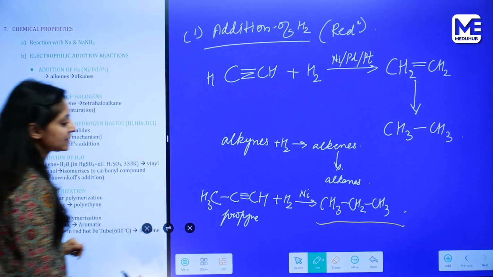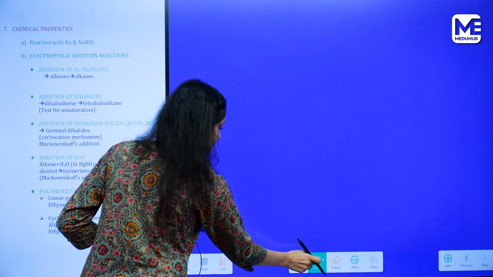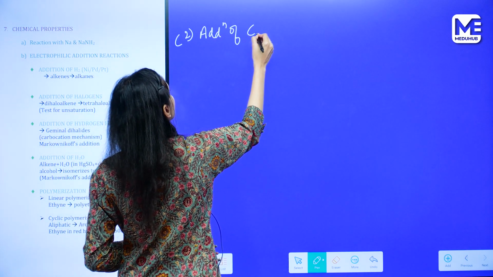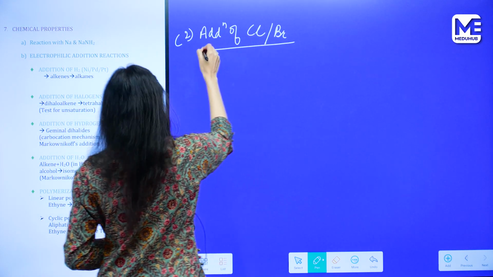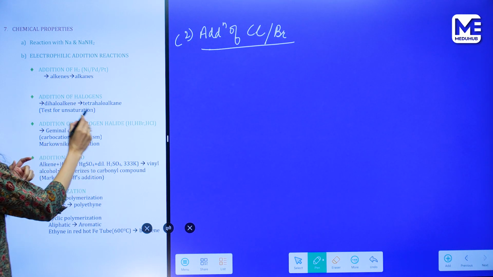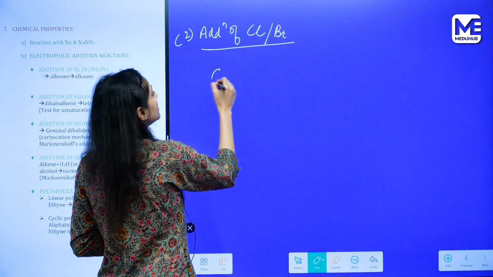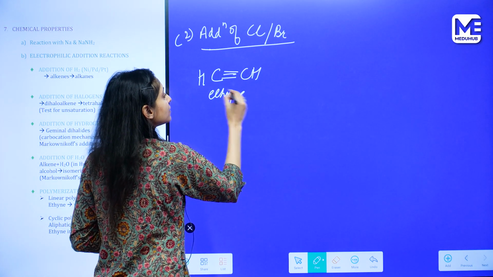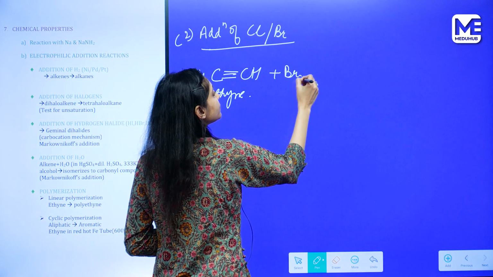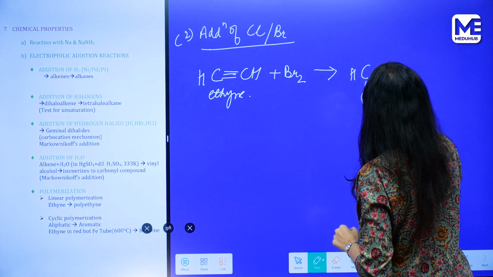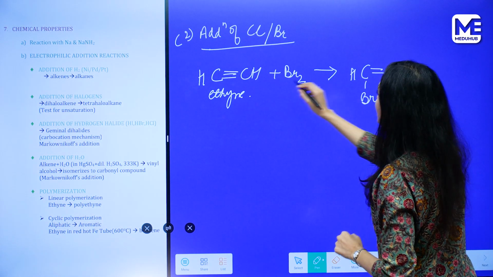Next is addition of halogens like chlorine or bromine. When chlorine or bromine are added, we get a dihaloalkene and then further addition of another molecule of chlorine or bromine gives a tetrahaloalkane. Let us see. We have ethyne. We add bromine to it. First, we will get this.